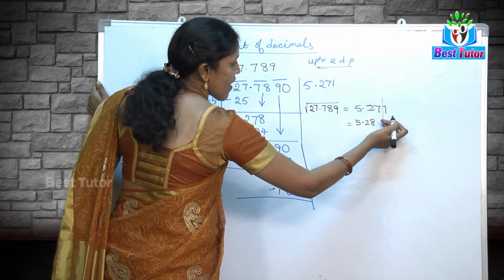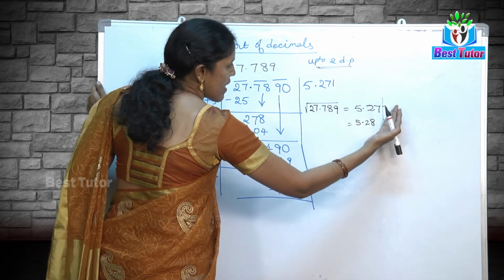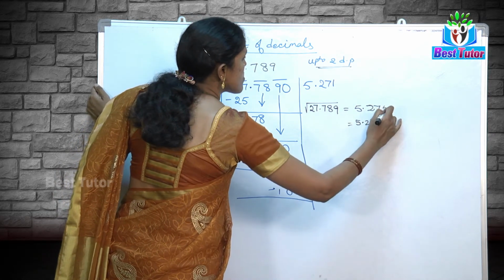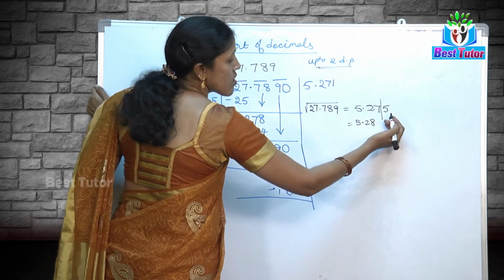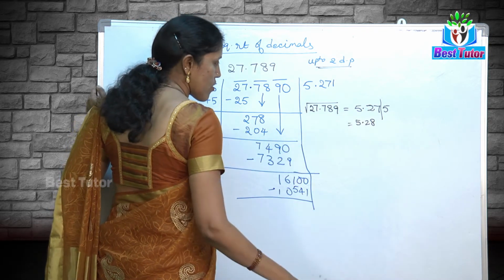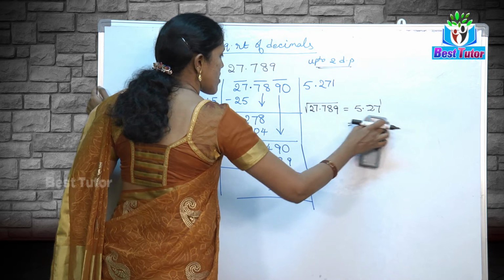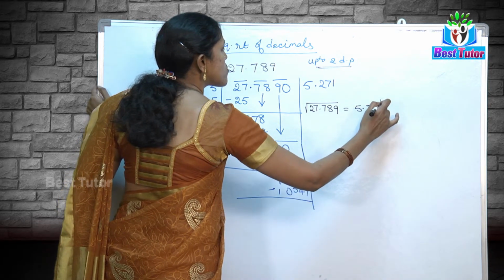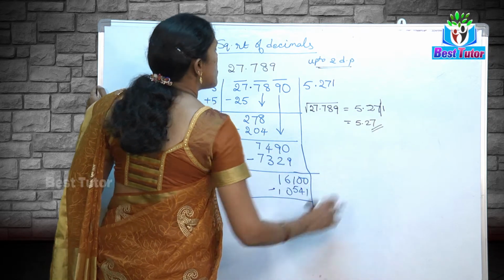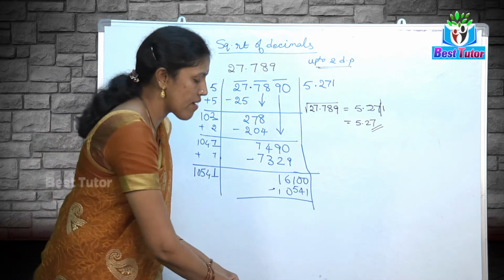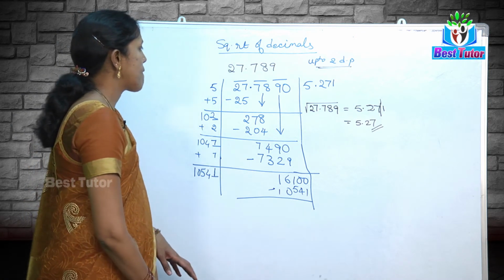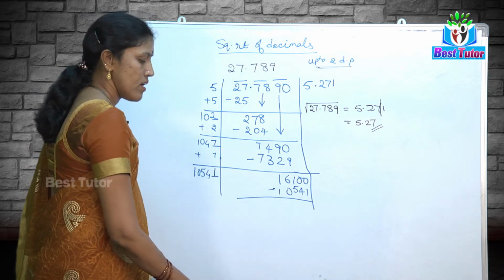It is more than 5, we add 1 to the previous number and then ignore it. If it is 5.275, then also, because the 3rd decimal place is 5, we need to add 1 to the previous digit and then ignore it. Here in this particular example, we have got 5.271. So the answer is going to be 5.27. So square root of 27.789 is 5.27.